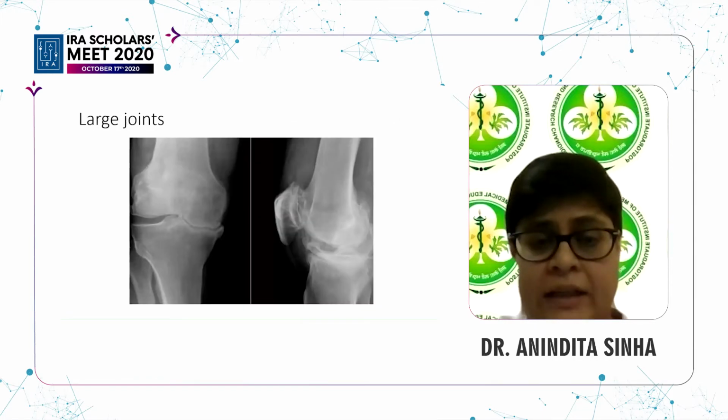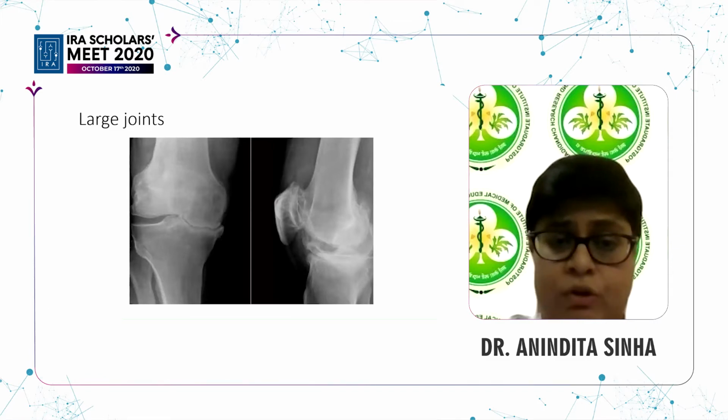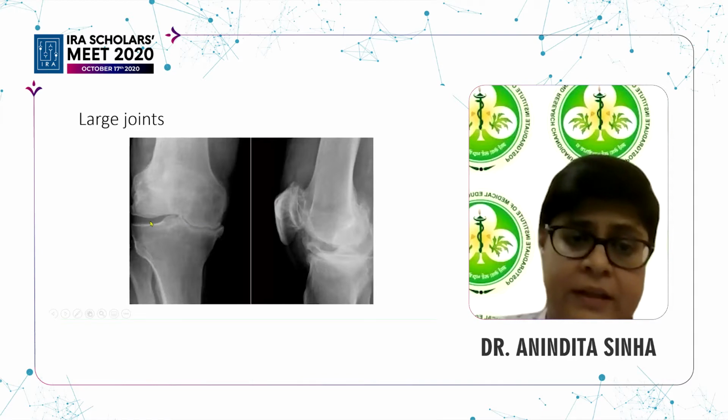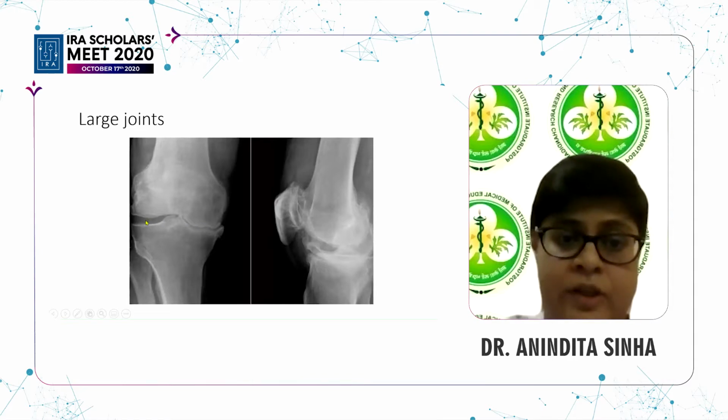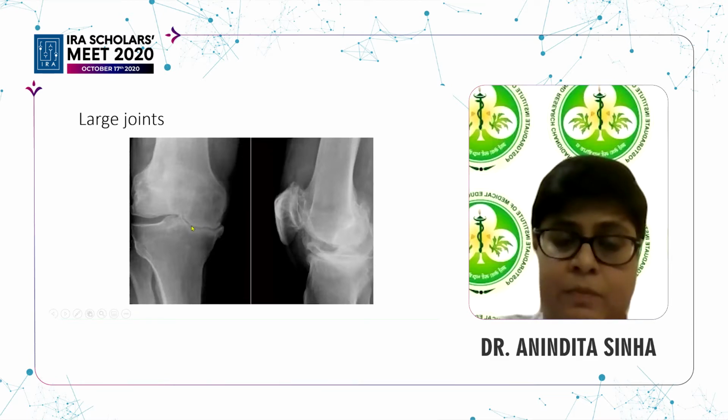So coming to the large joints, when the knee joint is involved, most commonly we see osteoarthritis, but what happens in osteoarthritis is that the joint is asymmetrically involved, and we know that the medial joint space over here, so this is the medial joint space. This is the lateral joint space. The lateral joint space is relatively preserved. The medial joint space has become diminished and almost absent.